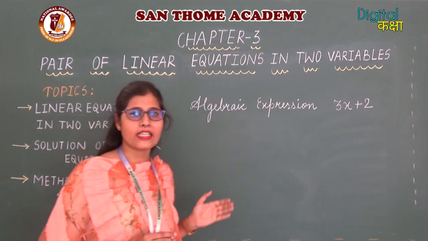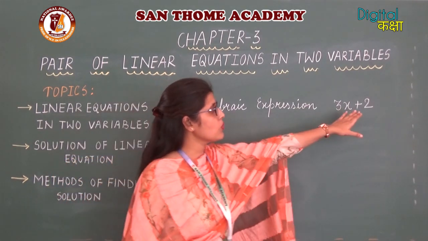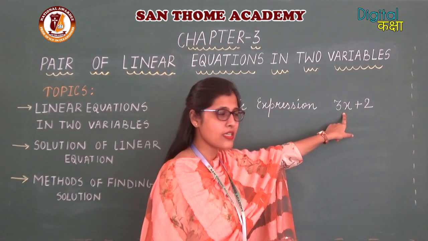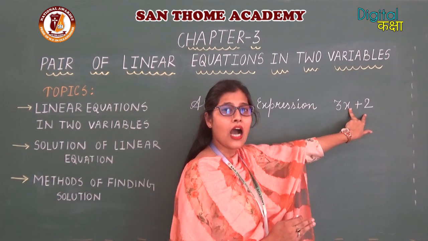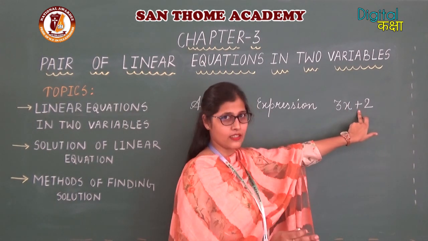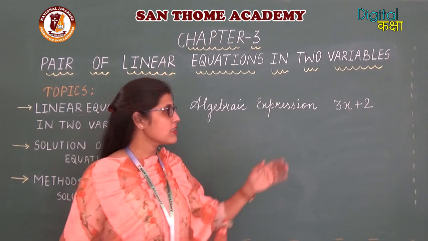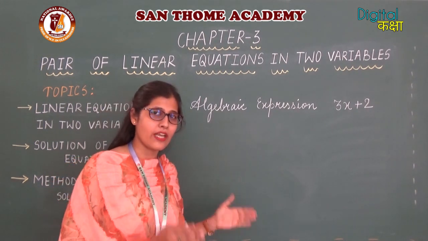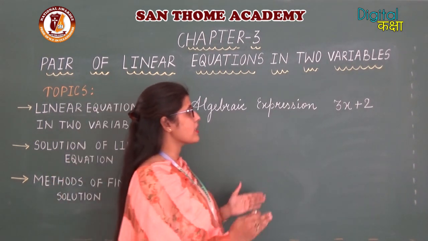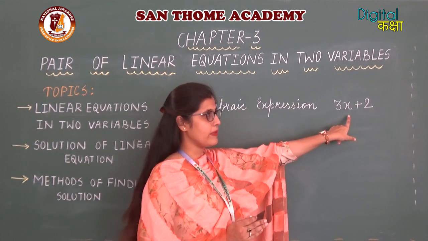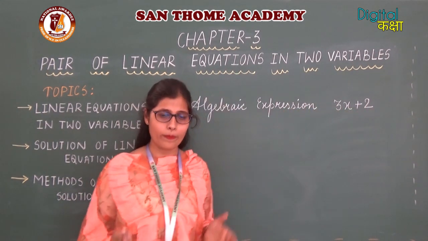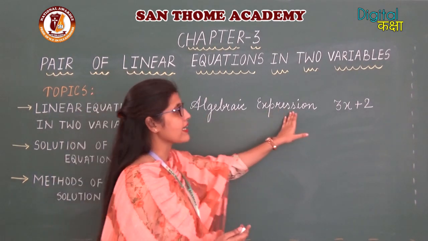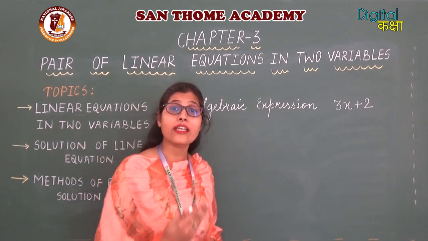This is an algebraic expression because 2 is constant over here, x is a variable that I have used, and both the terms are joined by plus sign. So, I can say that 3x plus 2 is an algebraic expression because it's a combination of constant, variable and mathematical operator. Now, the question arises how an algebraic expression becomes an equation.